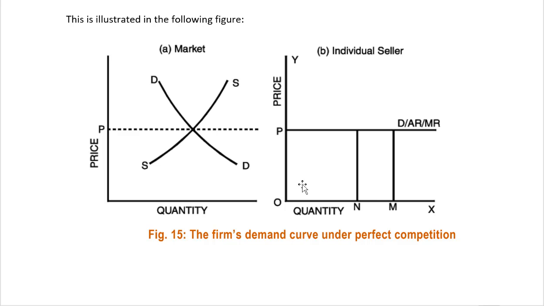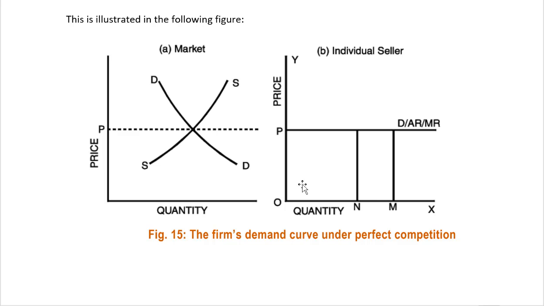In this diagram, if the seller tries to increase the price above the market price, he would lose all his customers. No seller would try to sell the product below the market price, and hence there is no incentive for lowering the price. The equilibrium price is determined by the market demand and the market supply forces.